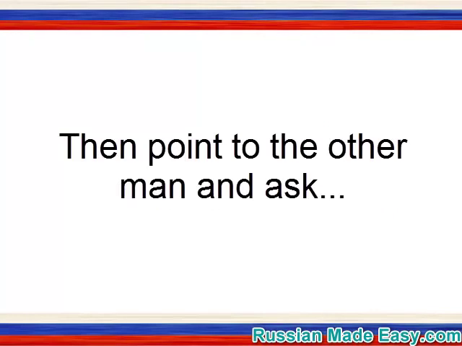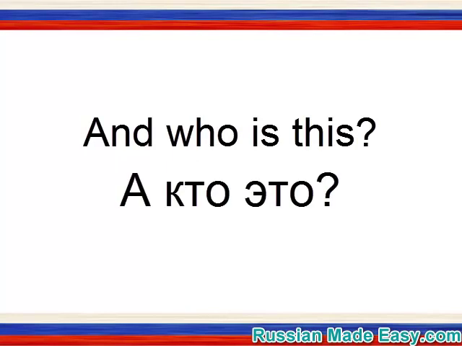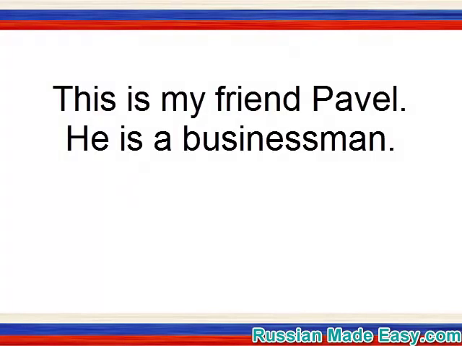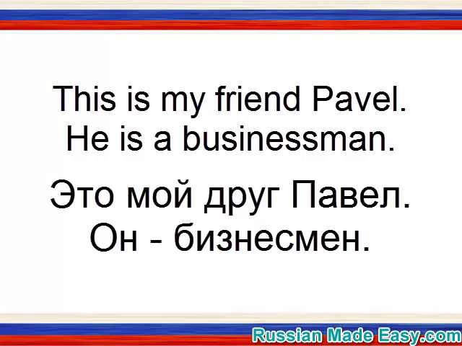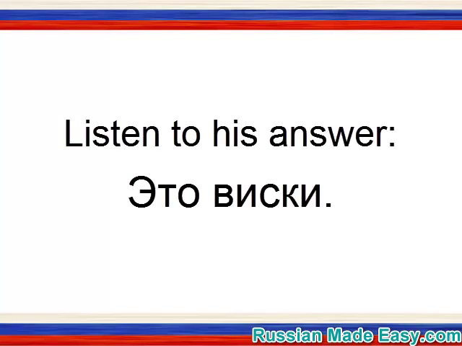Then point to the other man and ask, and who is this? А кто это? He answers, this is my friend Pavel. He is a businessman. Это мой друг Павел. Он бизнесмен. Then point to the bottle of alcohol in the photo and ask, what's that? Что это? Listen to his answer. Это виски.